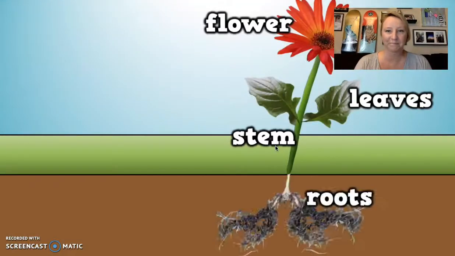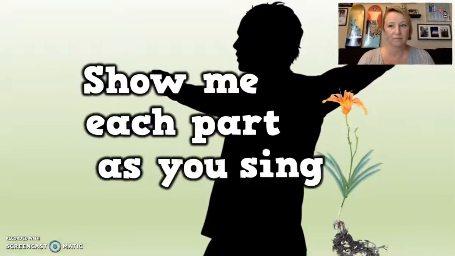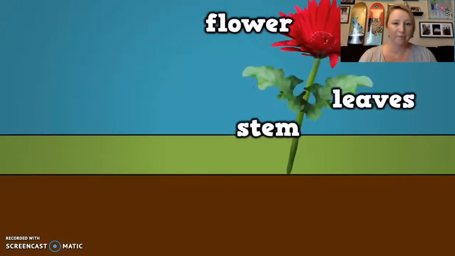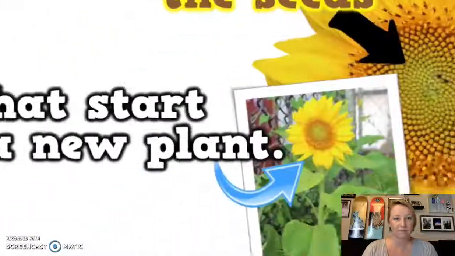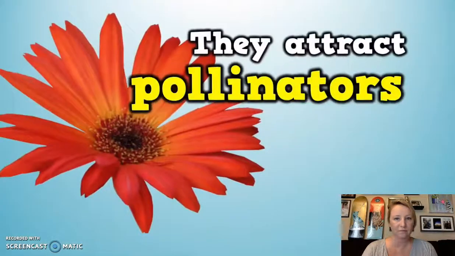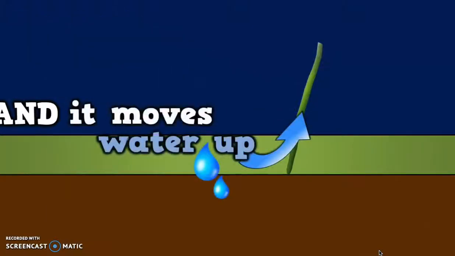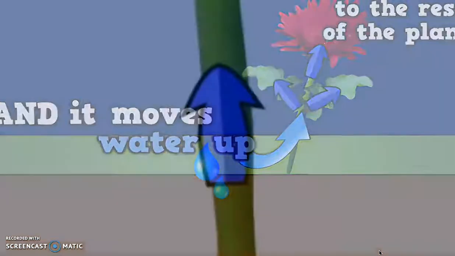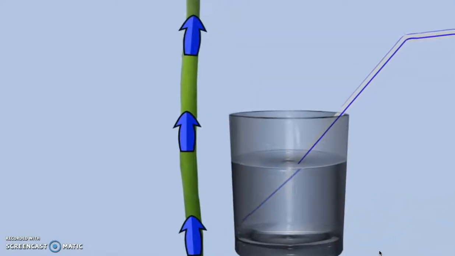Flower, stem, leaves, and roots. Each part of a plant has a job to do. Show me each part as you sing this tune. Flower, stem, leaves, and roots. The flower looks so beautiful, and it makes the seeds that start a new plant. But the petals look pretty for a reason, you see. They attract pollinators like birds or bees. The stem is the part in the middle, and it moves water up to the rest of the plant. Through the stem that water flows, it's like a straw. Watch it go.